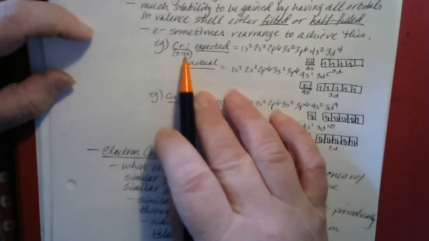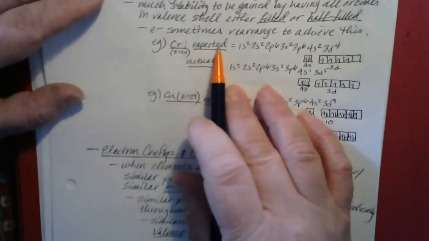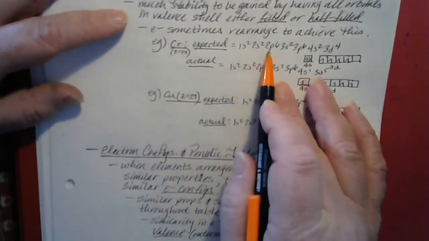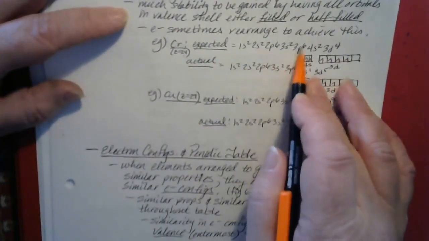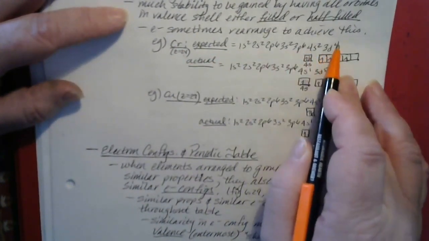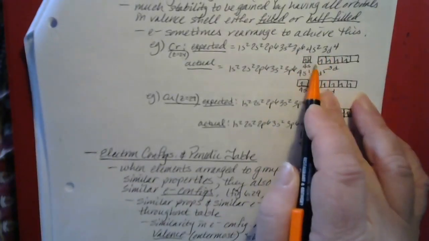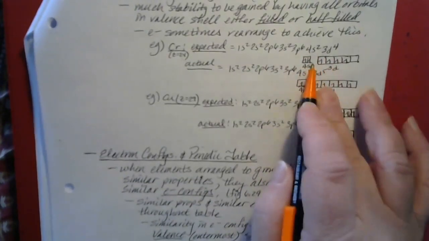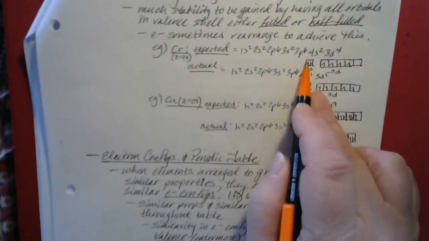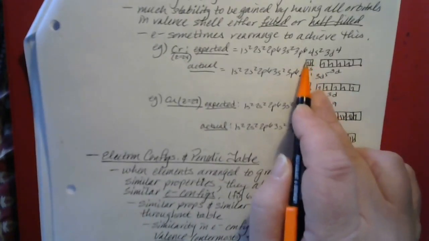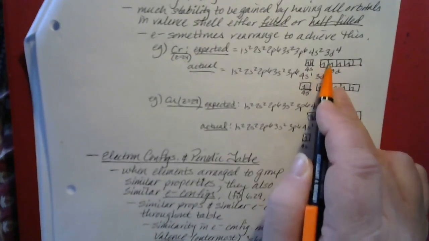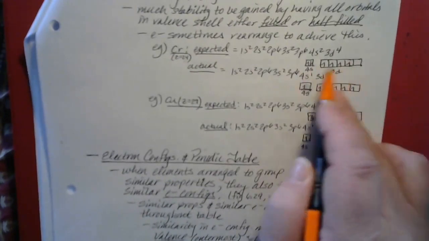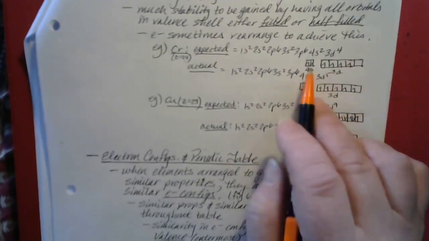So one example is chromium, which has 24 electrons. The expected electron configuration based on the Aufbau principle would be 1s2, 2s2, 2p6, 3s2, 3p6, 4s2, 3d4. The orbital diagram of the 4s and 3d electrons would be like this. 4s2, so that orbital is filled, and then 3d4 would be 1, 2, 3, 4 electrons filling singly 4 out of the 5 d orbitals of the third shell.